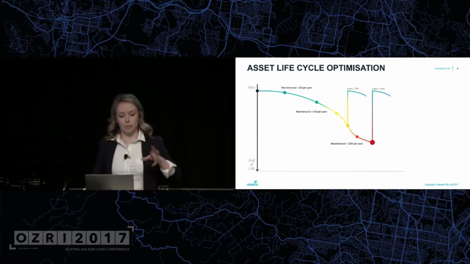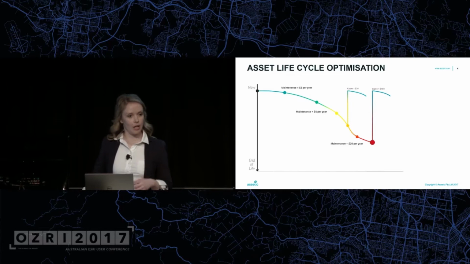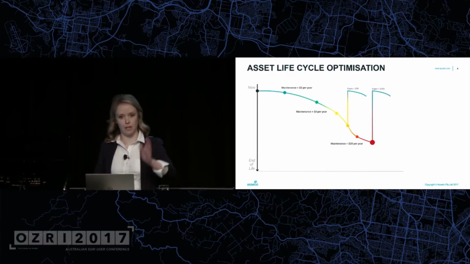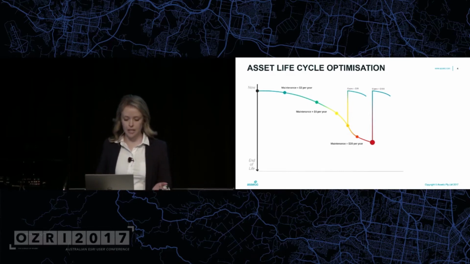We can do that with the prioritization as well, so looking at your hierarchy, and we'll find that you might need to intervene a little earlier for your higher priority assets, so before it gets into that yellow failure zone, or maybe later if you're willing to accept the risk for some of those assets as well.